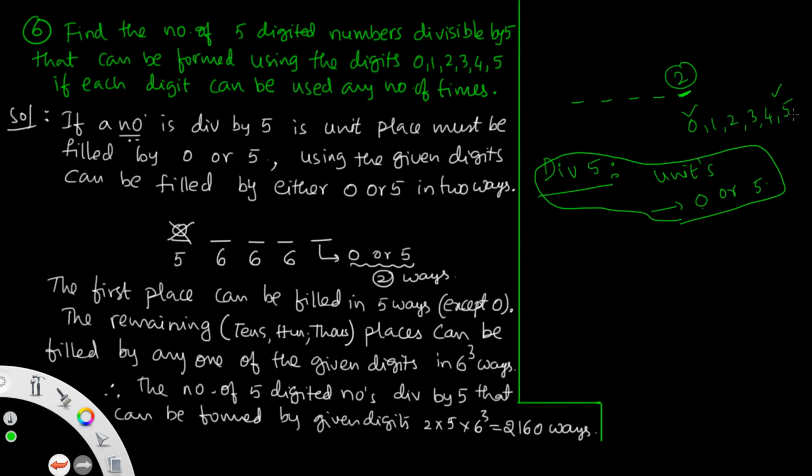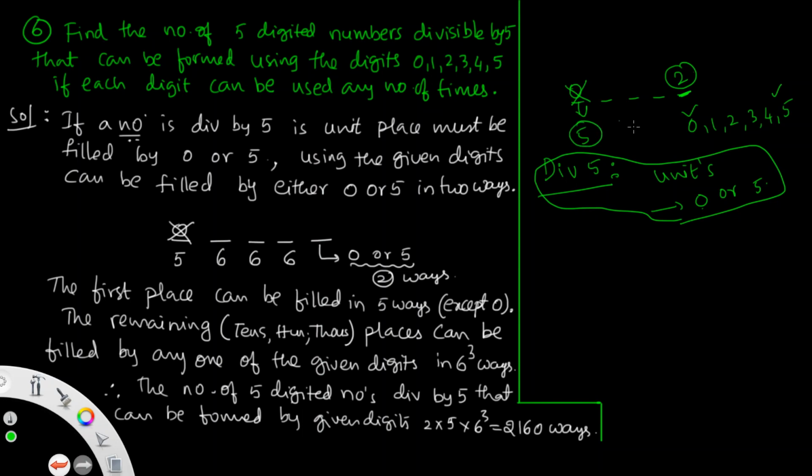And since we form a 5-digit number, the 10,000 place should not be filled with 0, because then it becomes a 4-digit number. That is why the first place can be filled with any digit except 0. Total 6 digits are there, and 0 is not filled in the box. That is why we have five ways.